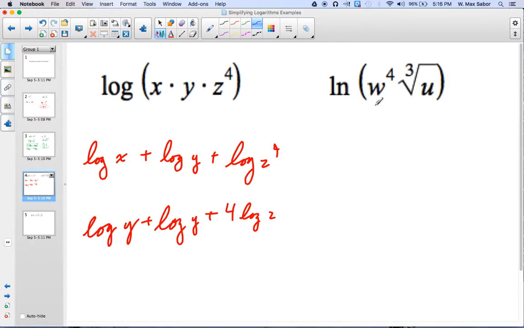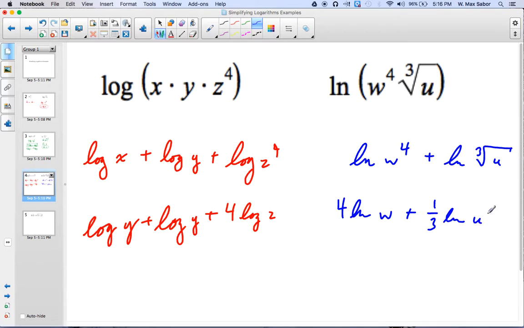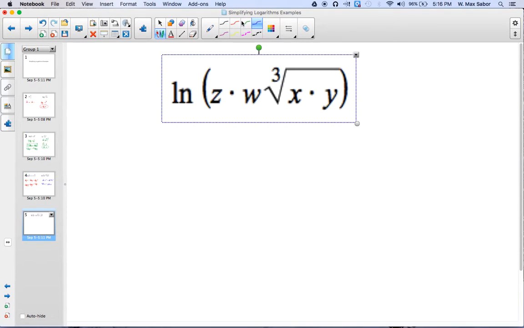What if we have the natural log of w to the 4th times cube root of u? Well, using the same rule, the multiplication rule, or the product rule, you can say that it's the same thing as the natural log of w to the 4th plus the natural log of the cube root of u. Then using the power rule, we can say that it's 4 natural log of w plus 1/3 the natural log of u.